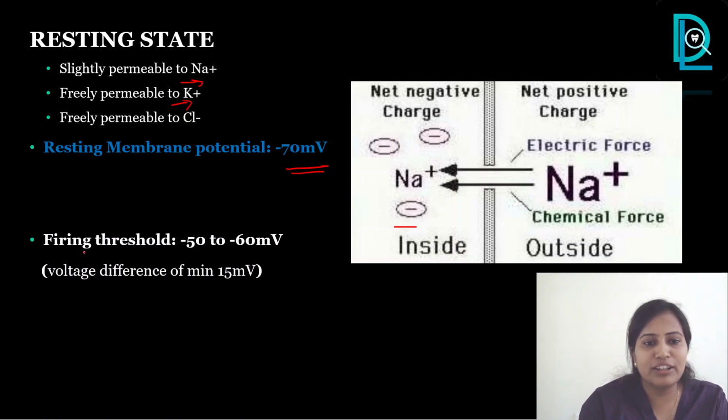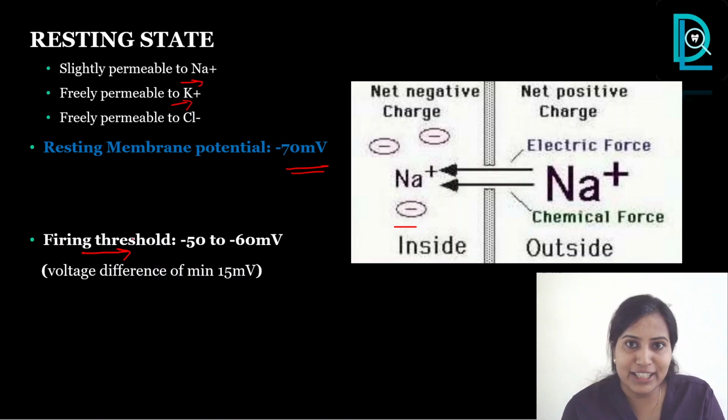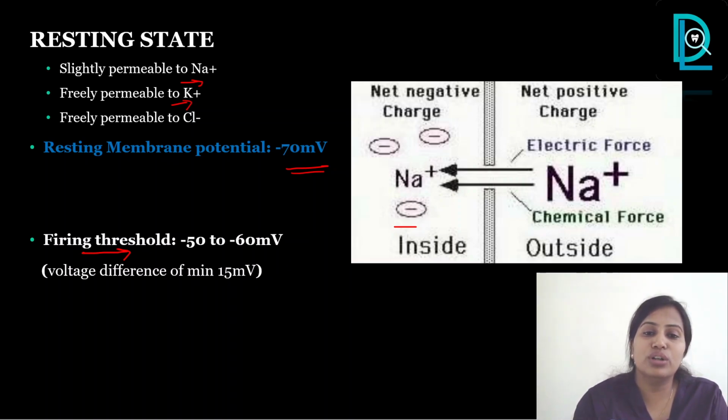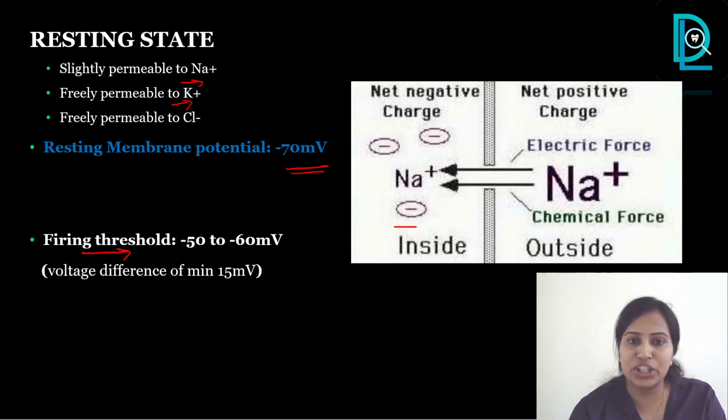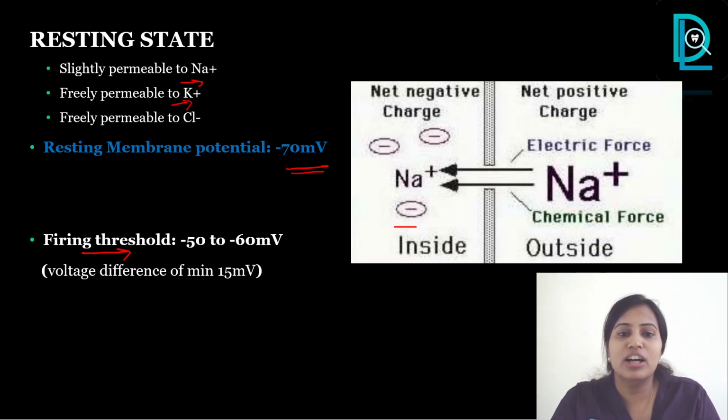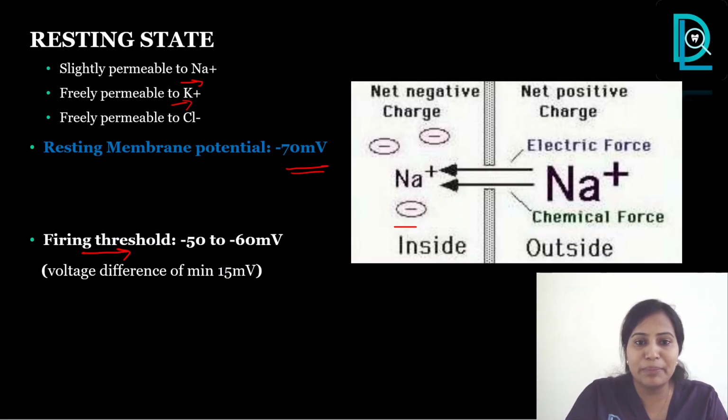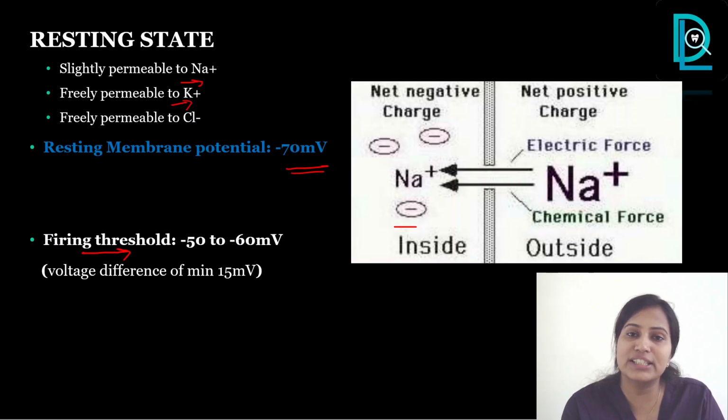And what you see down here is the firing threshold. What do you mean by a firing threshold? In order to conduct an impulse or to create an action potential, you need a stimulus which will raise the resting membrane potential from minus 70 to at least minus 60 or minus 50. So if there is a stimulus capable of increasing the resting membrane potential by a minimum voltage difference of 15 millivolts, what happens? An action potential is generated and an impulse is transmitted through the nerve membrane.